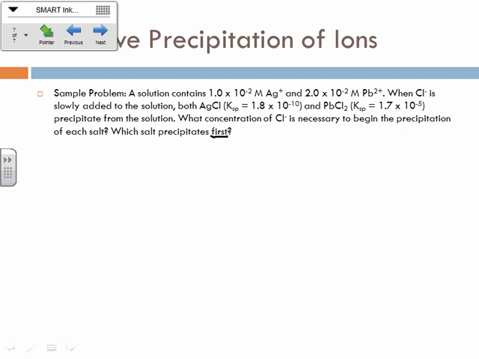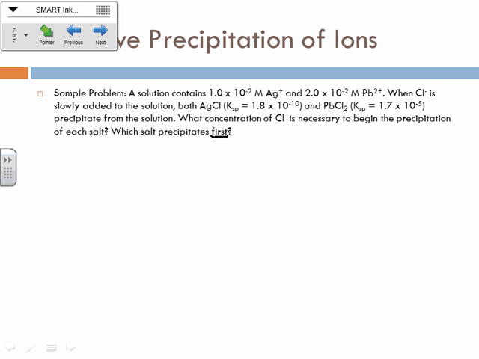All right? So we've got Ag plus and we've got Pb2 plus, and we're adding chloride into the solution. And there's our KSPs for both of those. What concentration of Cl minus is necessary to begin the precipitation of each salt, and which one precipitates first? Now, is this as easy as looking at the KSP and deciding?